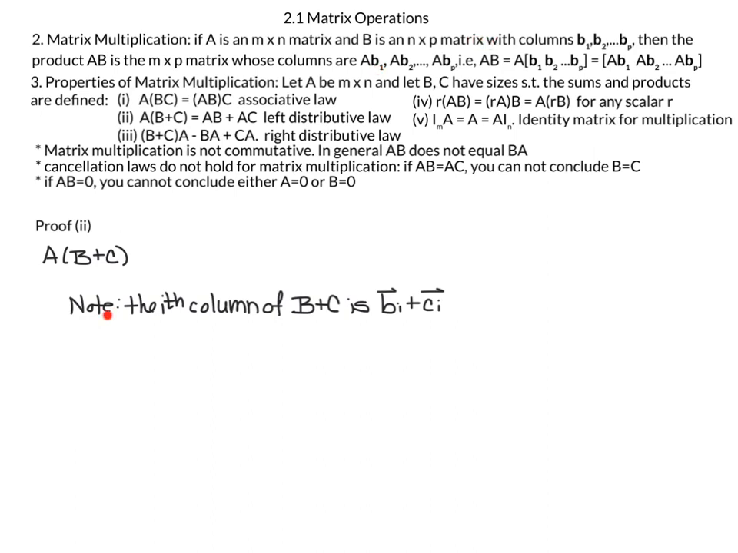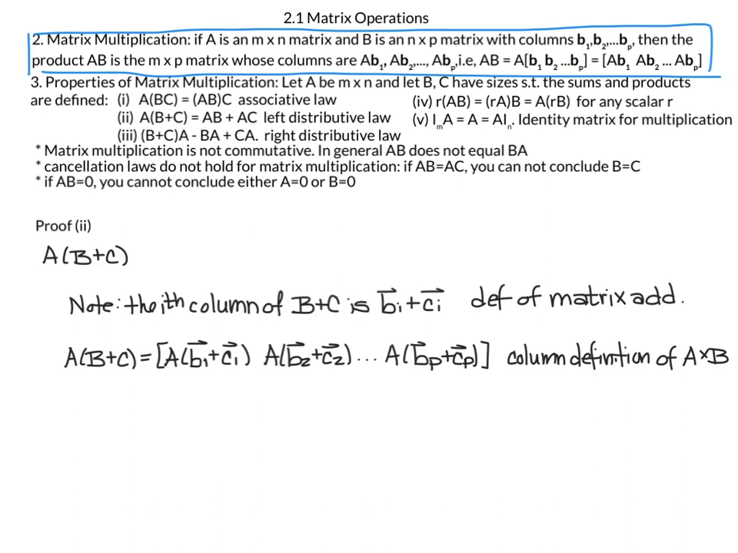And the first thing is to note that the ith column of B plus C is equal to the ith column of B plus the ith column of C. And this comes from the definition of matrix addition. Now using this, as well as our definition of matrix multiplication, where A times B is equal to A times the column vectors of B, A times (B plus C) is just A times the column vectors of (B plus C). So I have that written out here. And this again is from the column definition of A times B, which is up here.